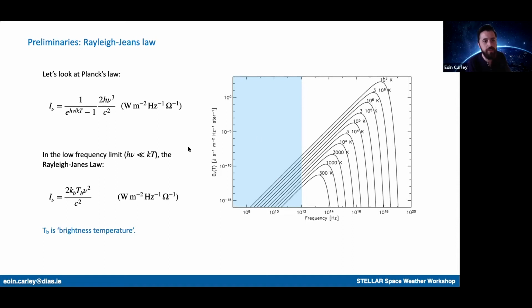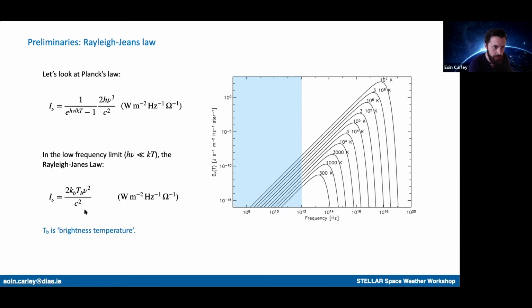Now in the low frequency limit, we can basically take the photon energy to be much less than the thermal energy of the plasma, and simplify Planck's law into what we call the Rayleigh-Jeans law. And that's the thermal spectrum that we always come across in the radio domain. So basically in the radio domain, in the blue shaded region here, if you observe a thermal spectrum, it will have this nice frequency squared dependence, which you can see here, okay?